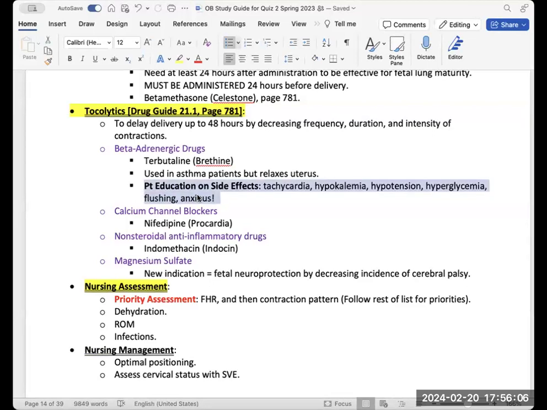So, side effects, we're talking about symptoms related to beta stimulation. So, beta 1, beta 2s. We're talking about potential tachycardia, right? Potential hyperglycemia, anxiousness, flushing, things like that.